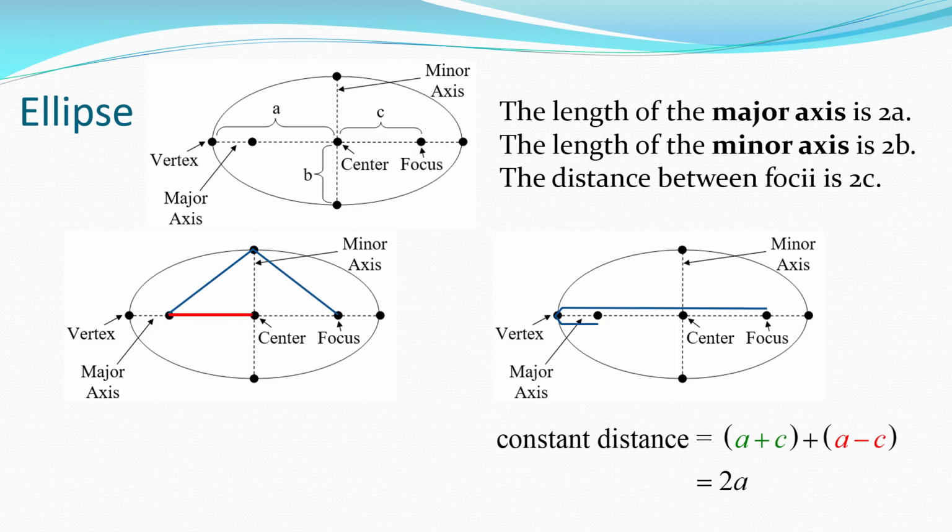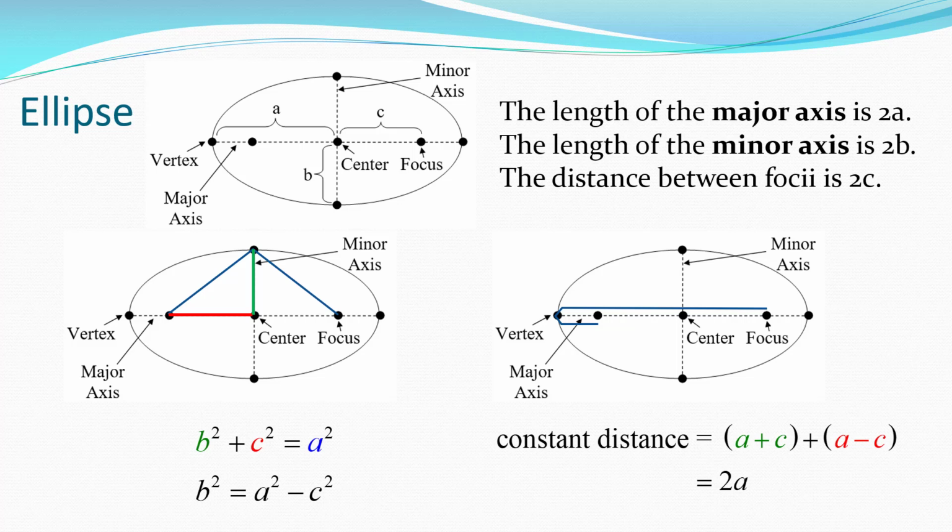But the distance between the center and the foci is c. And the distance between the center and that other point is b. That makes a right triangle. So we have a way to relate them. You have b squared plus c squared equals a squared. I know it'd be nice if it wasn't that way, but that's the way it is.